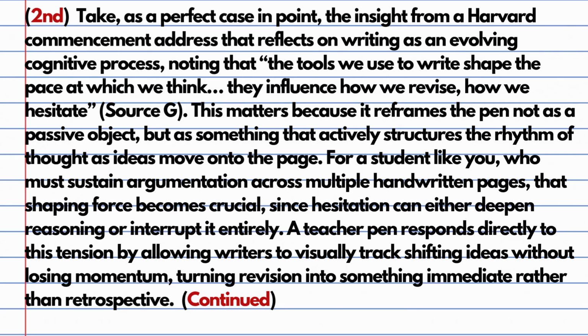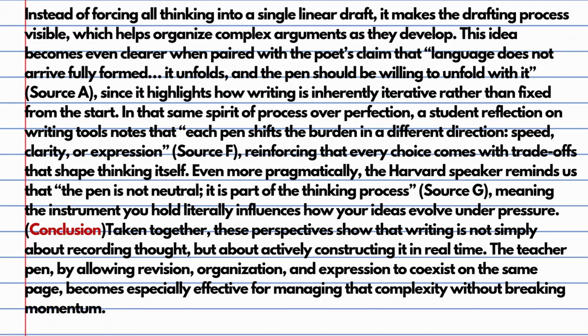So a lot of commentary there. I want to get into commentary with my kids. That might be a little heavy on the commentary, but I'm just modeling. So I'm out of space here. The body paragraph continues. Instead of forcing all thinking into a single linear draft, it makes the drafting process visible, which helps organize complex arguments as they develop.